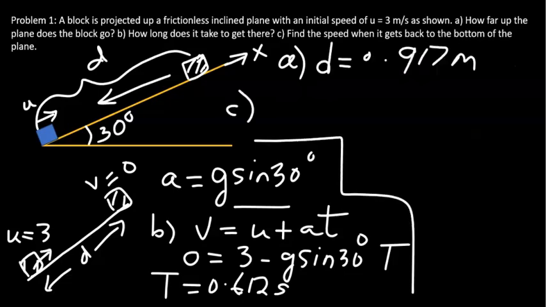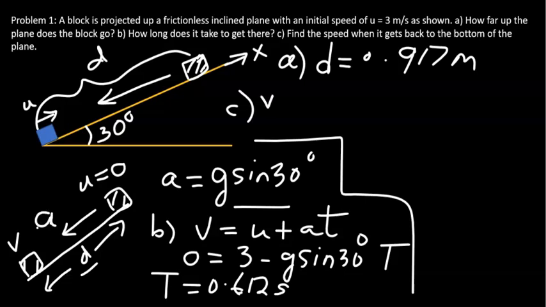Now let's look at part C. For part C, what happens is that it's going to come back down. So now the highest position would serve to be the initial position. So the initial speed is 0 now. The final speed is something which we want to determine, the same distance it will travel through. And now it is speeding up because it's now going down the plane with an acceleration g sine 30 degrees.